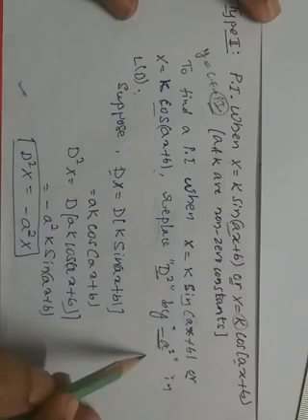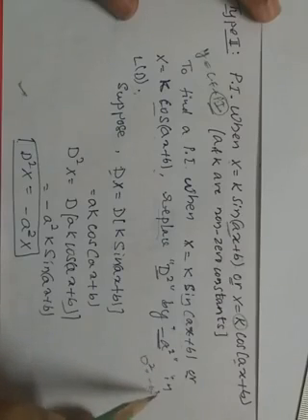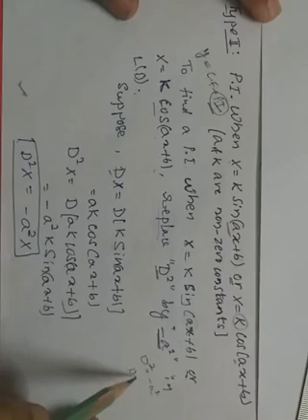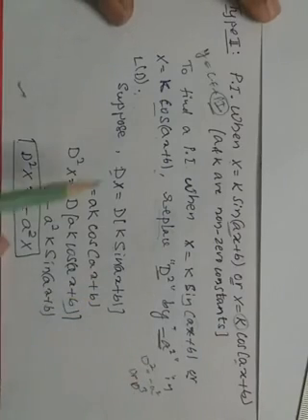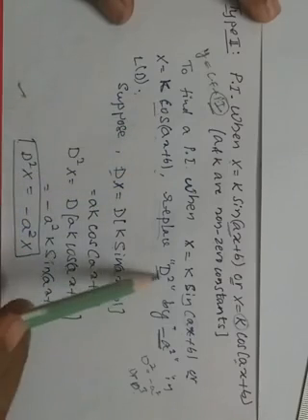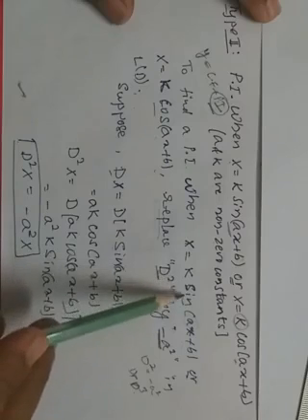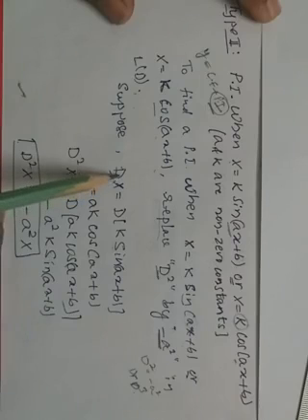Now you may ask one question here: why should we replace only D square by minus a square, why not D, why not D cube? To justify my answer, I will give a simple proof here. Just differentiate k sin(ax + b) one time, where D means d by dx.